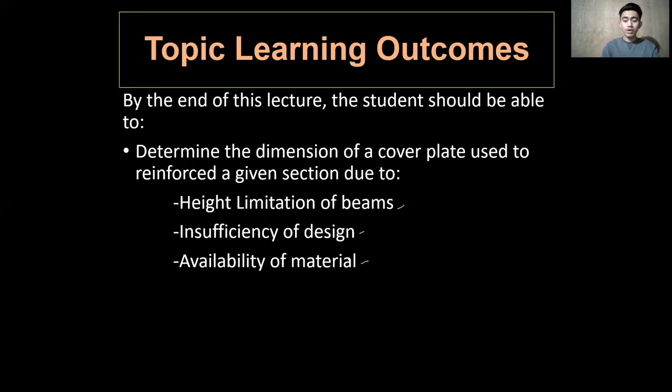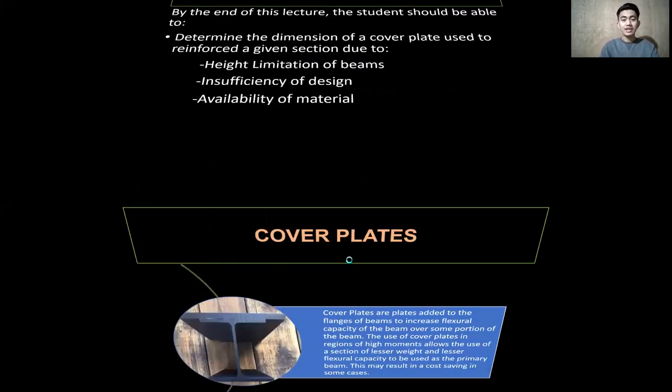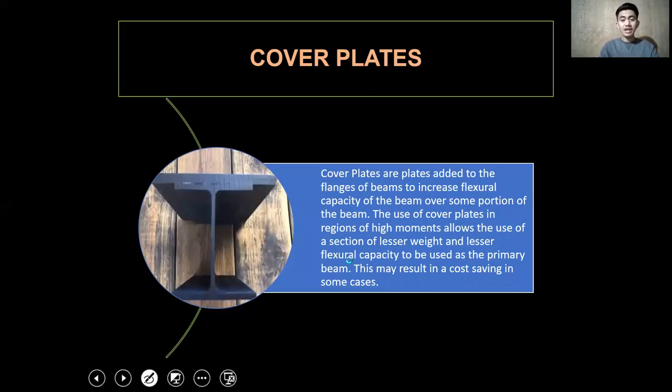That is because if we are going to proceed with the next slide, it says there, cover plates are plates which are used or added to the flanges of beams to increase the flexural capacity of the beam over some portion of the beam. The use of cover plates in the regions of high moments allows the use of a section of lesser weight and lesser flexural capacity to be used as the primary beam, wherein this may result now in a cost saving in some cases.